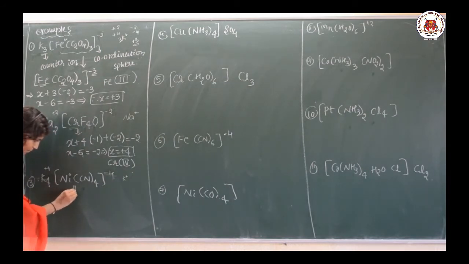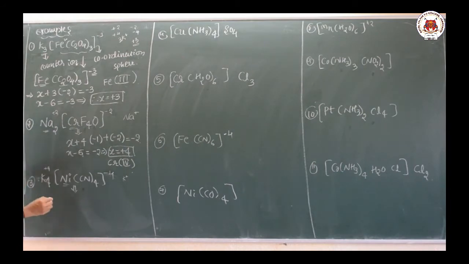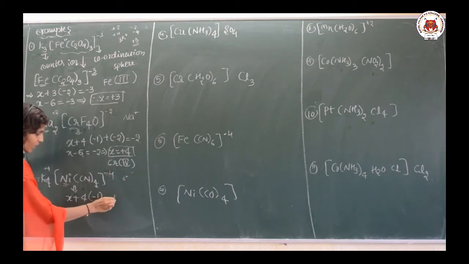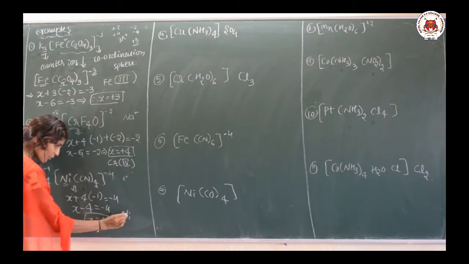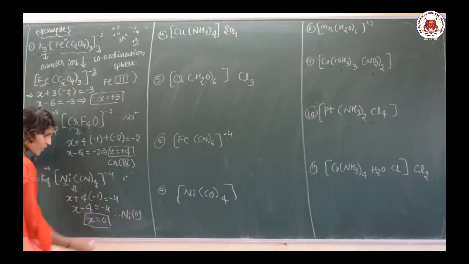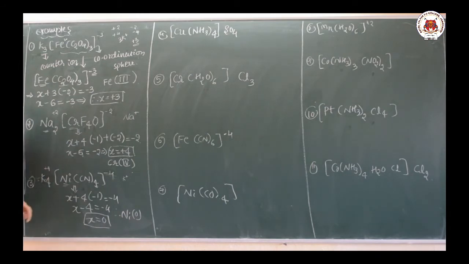Now, nickel, the oxidation number I have to find out. I will keep it as X plus 4 CN. CN charge is -1, equivalent to -4. So X is equal to 0. Therefore the oxidation state of nickel is 0.